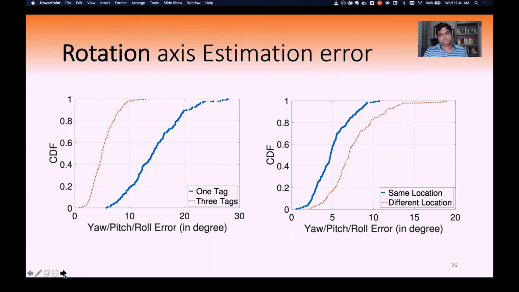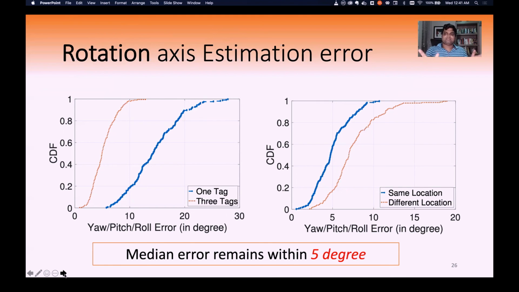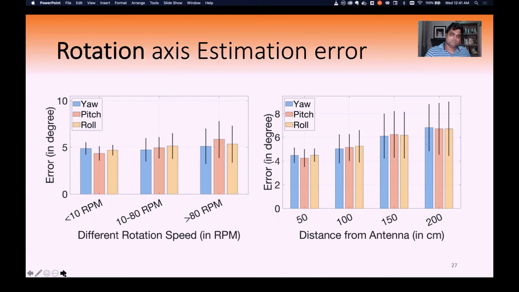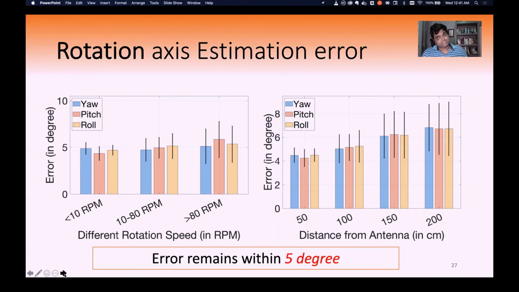In this setup, we estimate the rotation axis with 1 tag and 3 tags, training in one location and estimating in another location for the neural network. As we see, in both cases the median error remains within 5 degrees. For the rotation axis estimation, we also ran different micro-benchmark experiments, changing the rotation speed of the ball and the distance from the antenna, up to 2 meters, where we get relatively good performance and the error remains within 5 degrees.